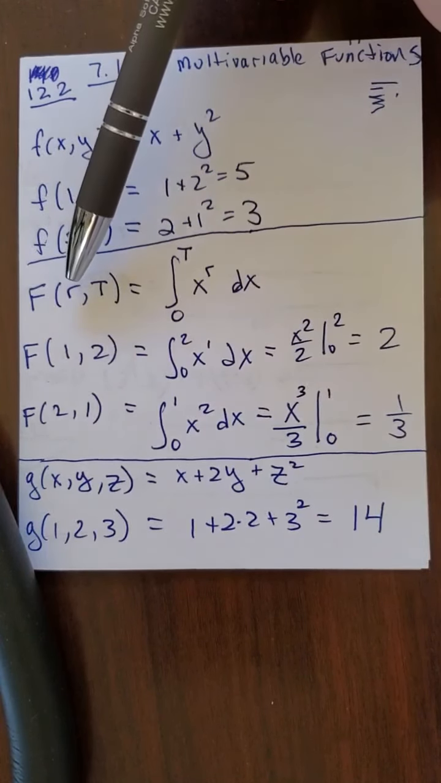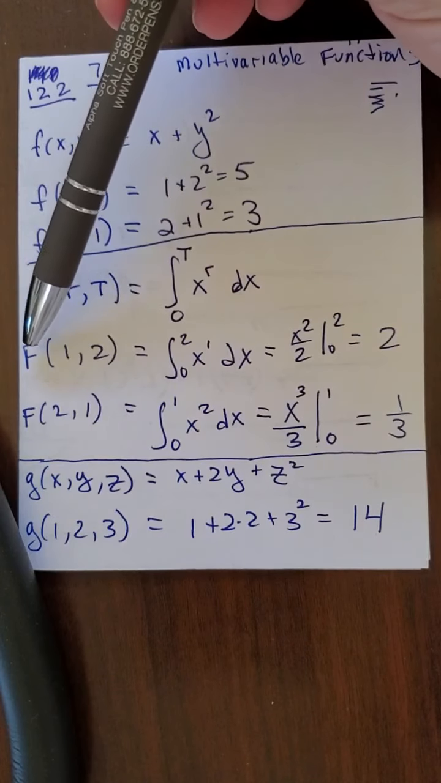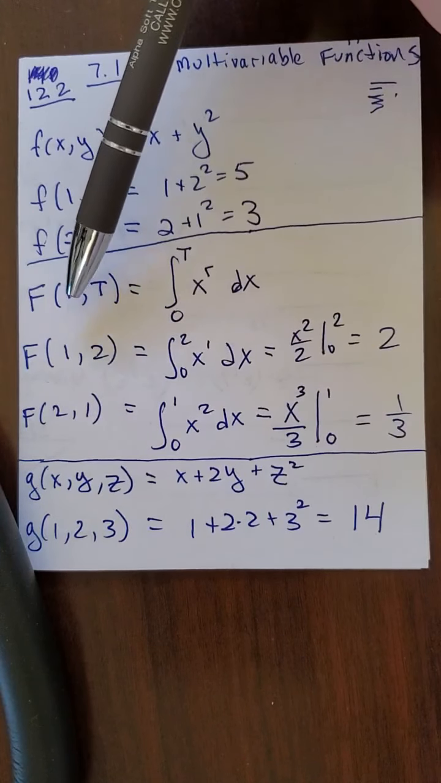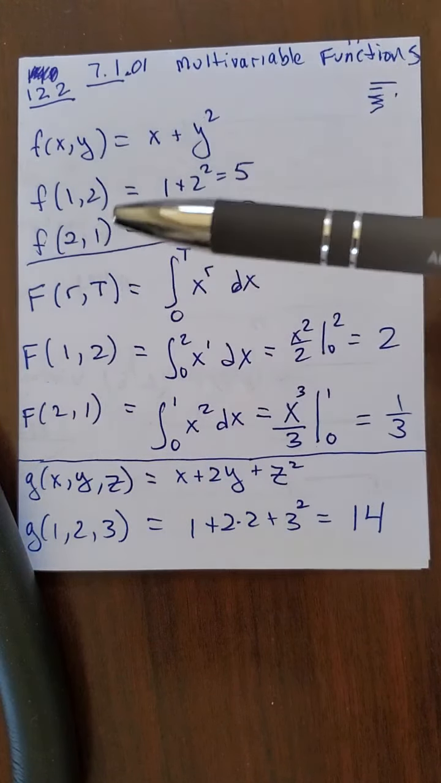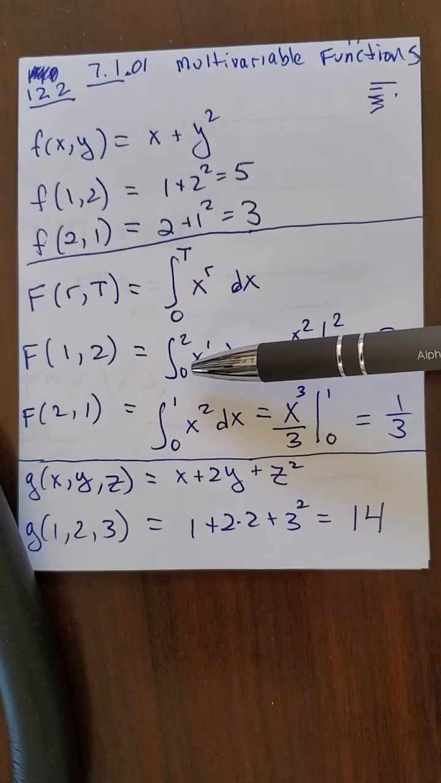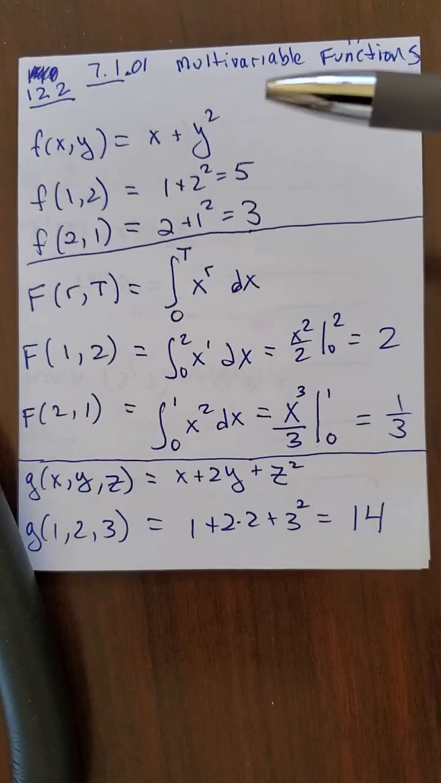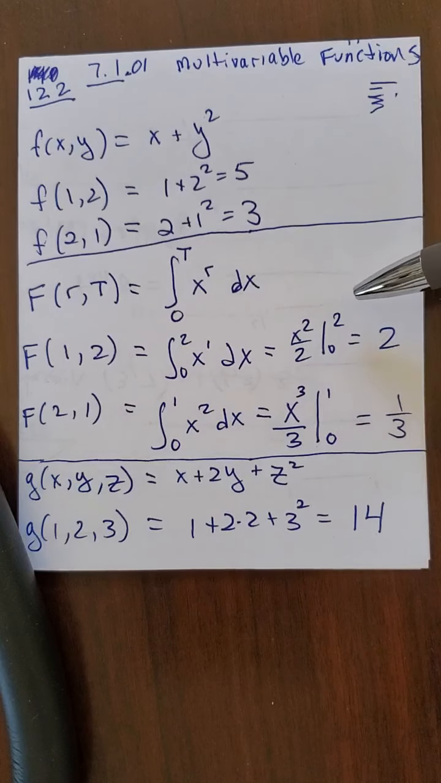Well, we need to plug in values of r and t. So let's take f of 1 comma 2. That means r is going to be 1 and t is going to be 2. So the integral is going to be the integral from 0 to 2 of x to the 1 power dx, which is just x squared over 2 evaluated between 0 and 2. And that just winds up being 4 divided by 2, which is 2.